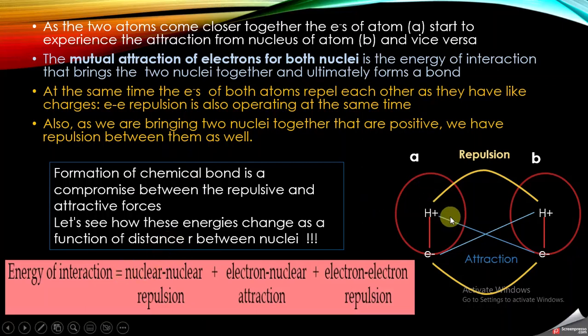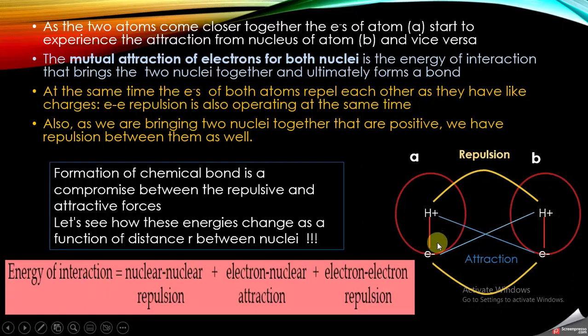Actually, there is an energy of interaction associated with these two hydrogen atoms when a chemical bond starts to form, and this energy of interaction is basically the sum of all these interactions, that is the nuclear repulsion plus the electron-nuclear attraction and the electron repulsion. So it depends on these three forces whether a chemical bond will be formed or not. The attraction between the electron and the nucleus of the other atom should be higher in order to form a bond between the two hydrogen atoms.